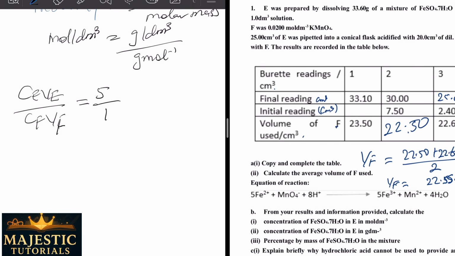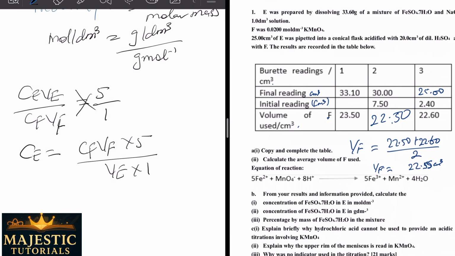So you tell the examiner that CE is equal to, you cross multiply. In that process, you have that CE is equal to CF VF times 5 all over VE times 1. You start solving. If you don't do subject of the formula and solve, you lose 1 mark. Like if you start doing your substitutions using this formula you stated without making the CE you are looking for subject of the formula, you lose 1 mark. So don't be a victim.